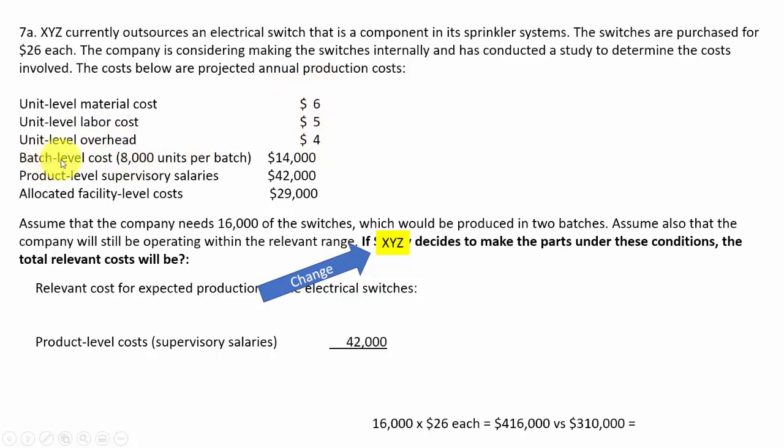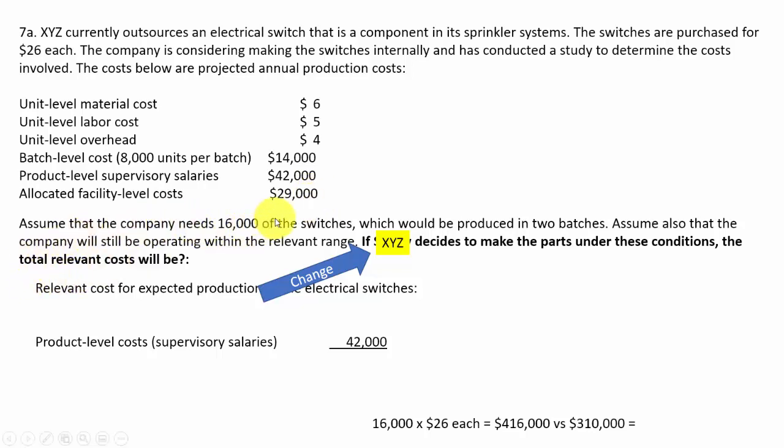Okay, and then we've got batch level costs, which every time we put together a batch of these things, we had to do a setup and so on and so forth. And this is going to cost us $14,000 for every 8,000 units that we make in a batch. That's a setup cost, batch cost. Then if we make these, we'll also have to have a supervisor to oversee this production, which is going to cost us $42,000. And just like the last question we had, the allocated facility level cost of $29,000 are not relevant for this decision. Okay.